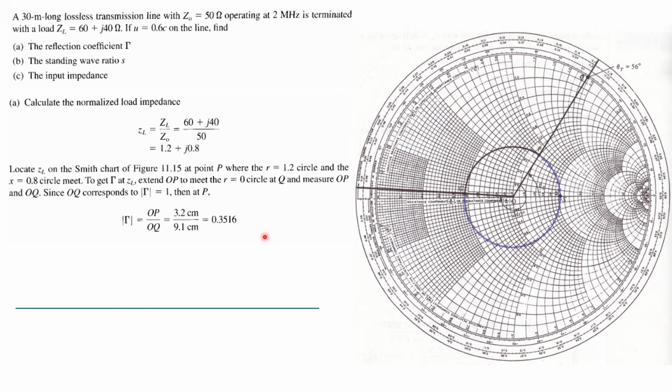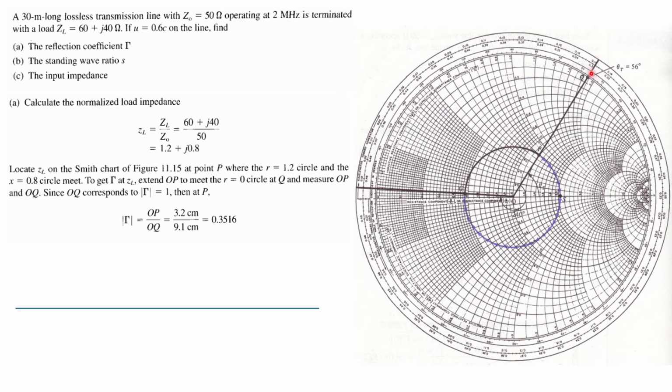So it's very simple to find the voltage reflection coefficient using the Smith chart. What is the challenge? Only to find the load and locate the point P. That's all. And measure the distance OP and OQ. Nothing more. This point Q is at the R equal to 0 circle. So that's all. Now this value is only the magnitude. For the angle, just measure it from the x equal to 0 line.